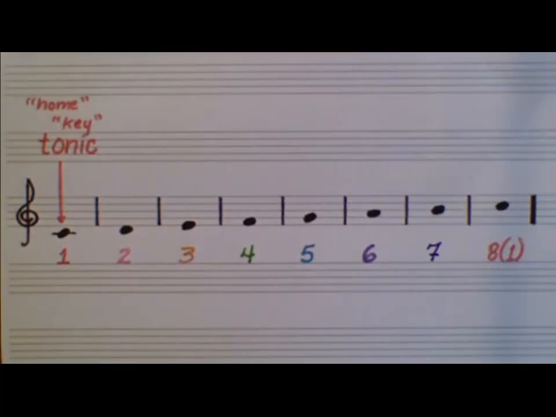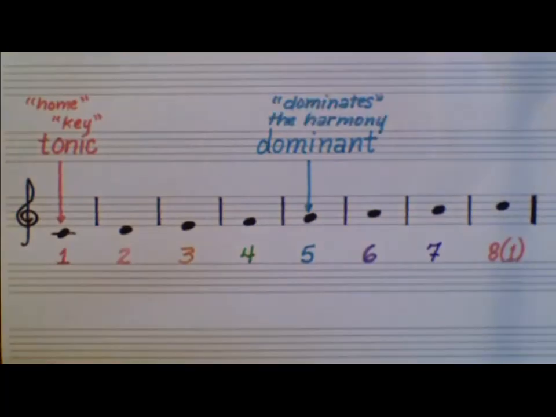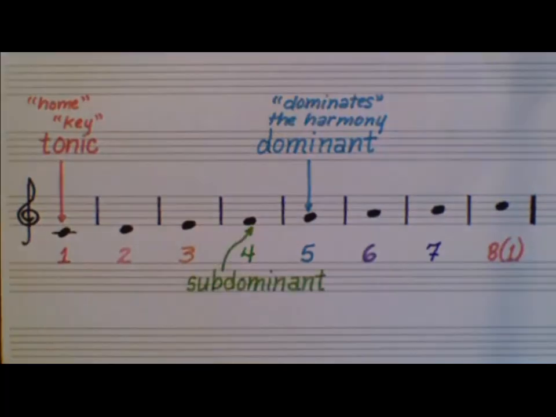Sometimes we also call it the home tone or the keynote. The second most important degree in the scale is the fifth degree, which we call the dominant. That's because it tends to dominate the harmony. Then let's look at the fourth degree, called the subdominant, because it's below the dominant.